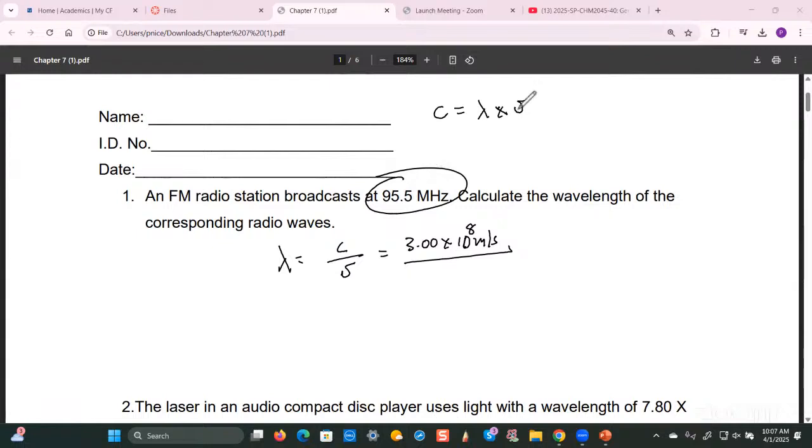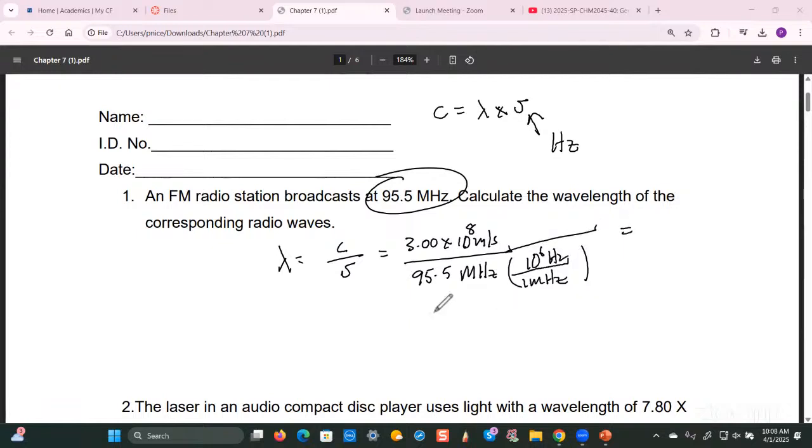And if you remember, we said that the frequency here has to be expressed in hertz, right? So we have to convert 95.5 megahertz to hertz. Now mega means what? What does the prefix mega in the metric system mean? A million? Exactly. So to convert from megahertz to hertz, you're going to have 1 megahertz down here and 10 to the 6 hertz above, and that's it.